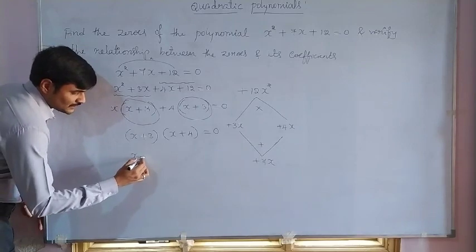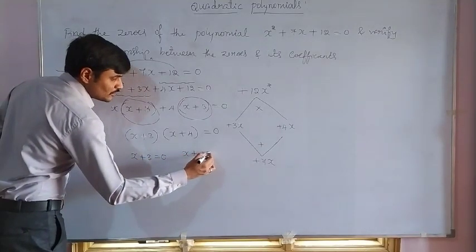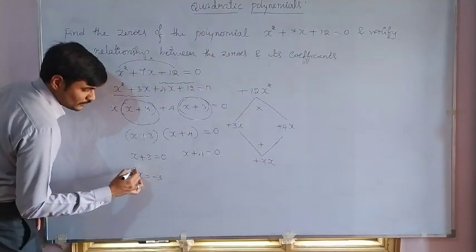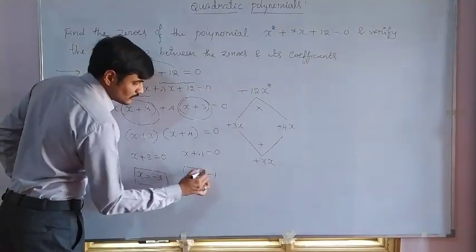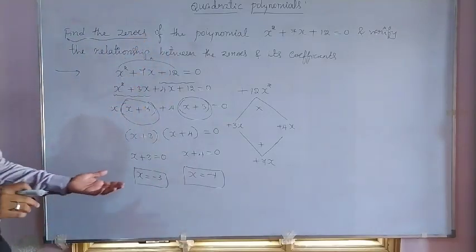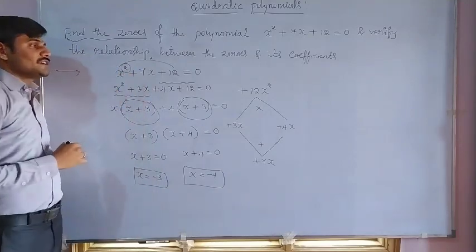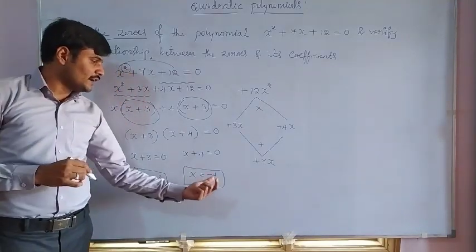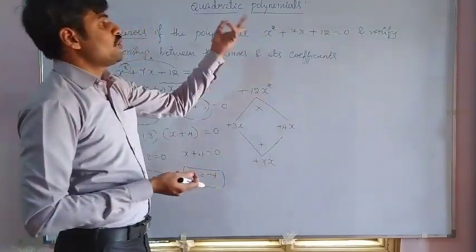Now x plus 3 is equal to 0 and x plus 4 is equal to 0. So x is equal to minus 3, and here x is equal to minus 4. So finding the zeros, the zeros are minus 3 and minus 4. As it is a quadratic equation, the highest power of x is 2, so you will get two zeros, minus 3 and minus 4. Now you should verify this with the coefficients.